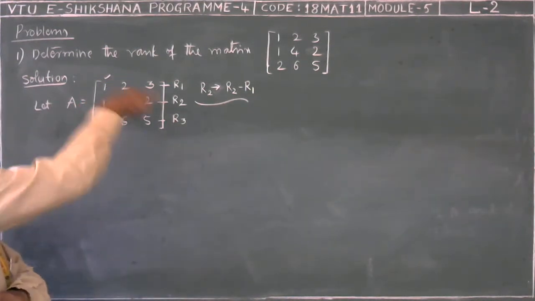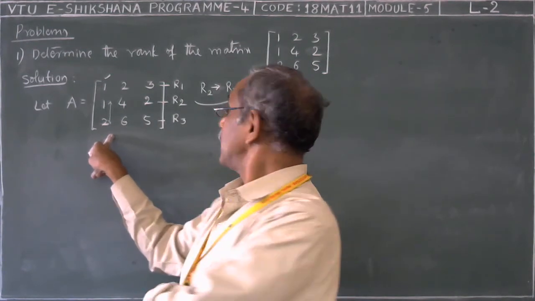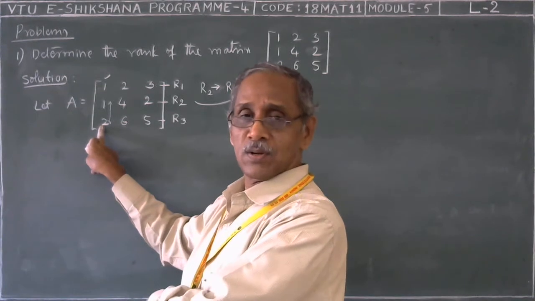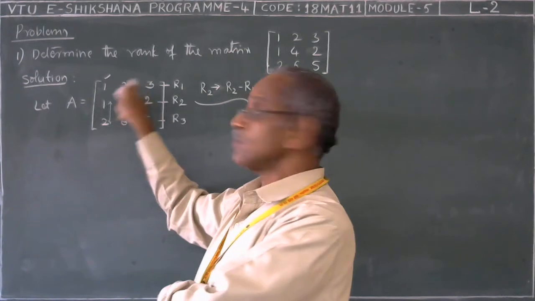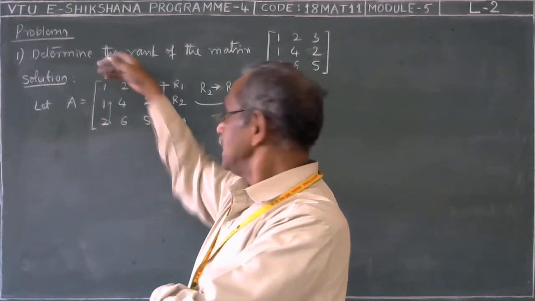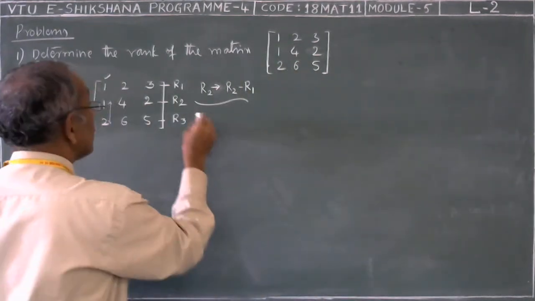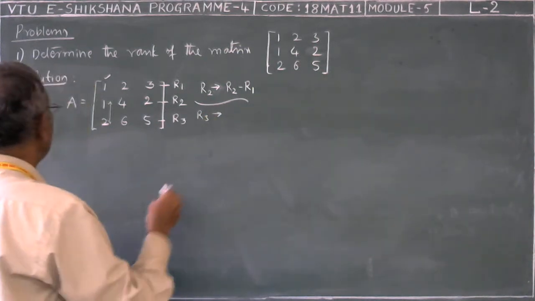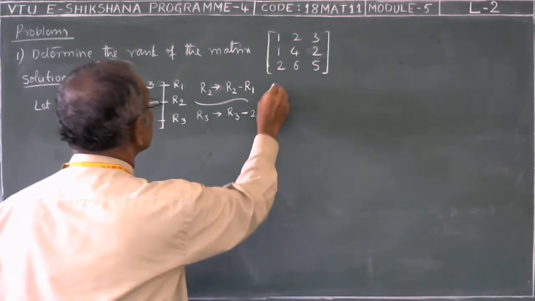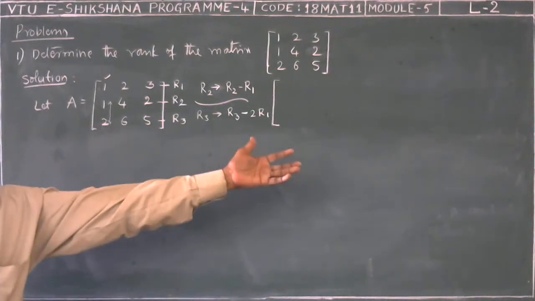But this element is not equal to 1. I can multiply any row by a non-zero number. I will multiply this row by 2 to get 2 here, then subtract. So what I have to do is R3 minus 2 times R1. To make this 0, I have to make this 2, so I multiply row 1 by 2: 2, 4, 6. Those new elements I can subtract from any other row. Since I want to make this 0, R3 will change with R3 minus 2R1. I get an equivalent matrix which preserves the order, again a 3x3 matrix, and it preserves the rank also.